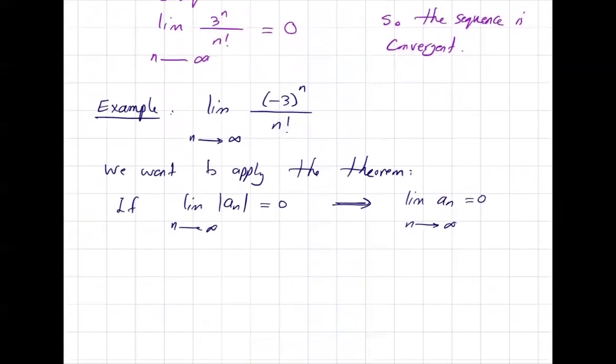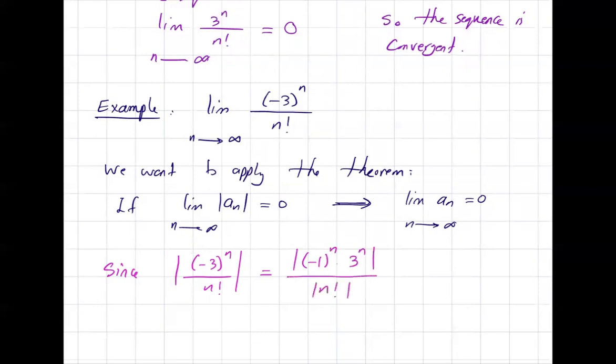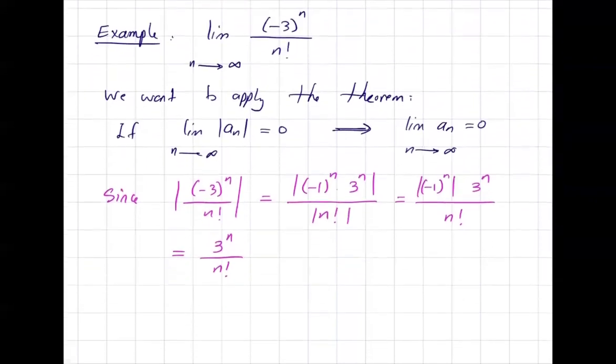But since the absolute value of negative 3 to the power n divided by n factorial is equal to 3 to the n, let me write down everything for you, is the absolute value of negative 1 to the power n times 3 to the power n divided by n factorial, which is equal to the absolute value of negative 1 to the power n times 3 to the n divided by n factorial. And this is indeed equal to 3 to the n divided by n factorial. And we just showed that.